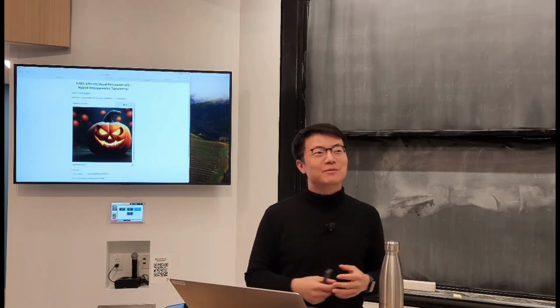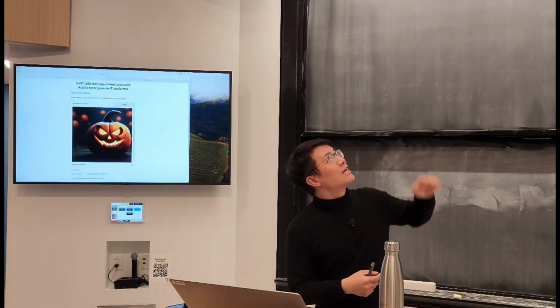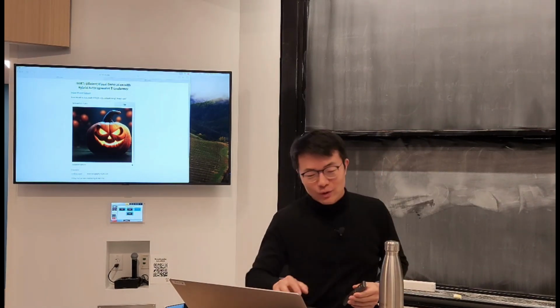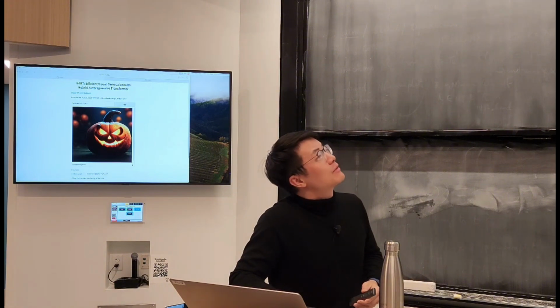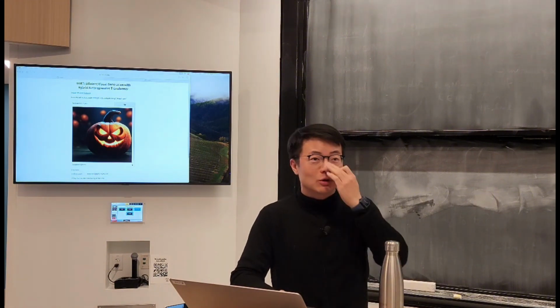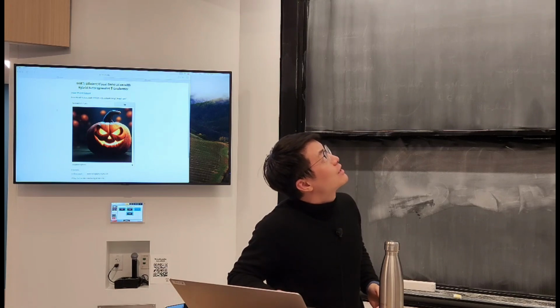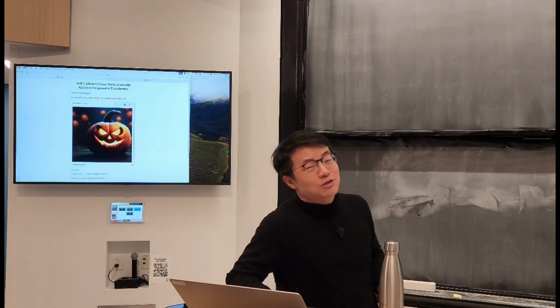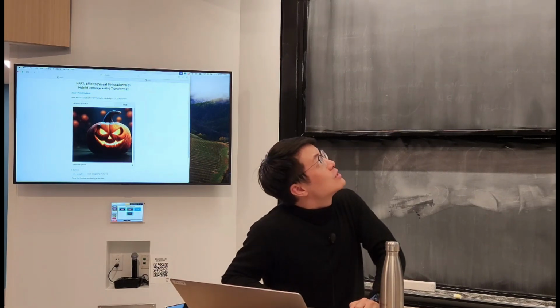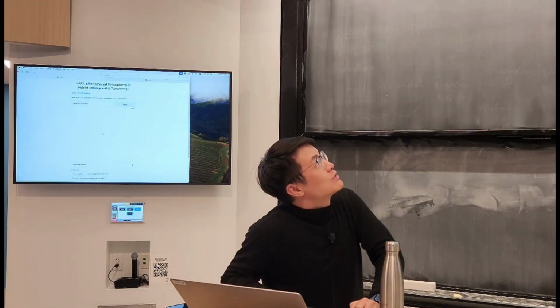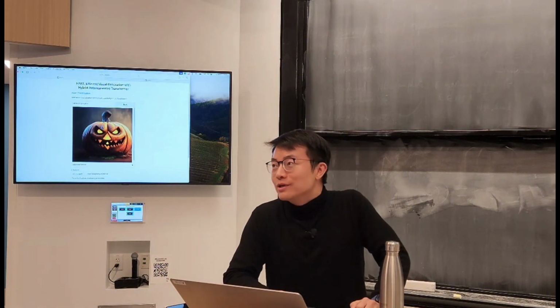You can generate any images. For example, here is generating a Halloween pumpkin. This is using the hybrid autoregressive model we developed. We are going to talk about that in the later part of this lecture. It's super fast. It's running on an A6000 GPU in the basement. It just takes a few seconds to generate new images.